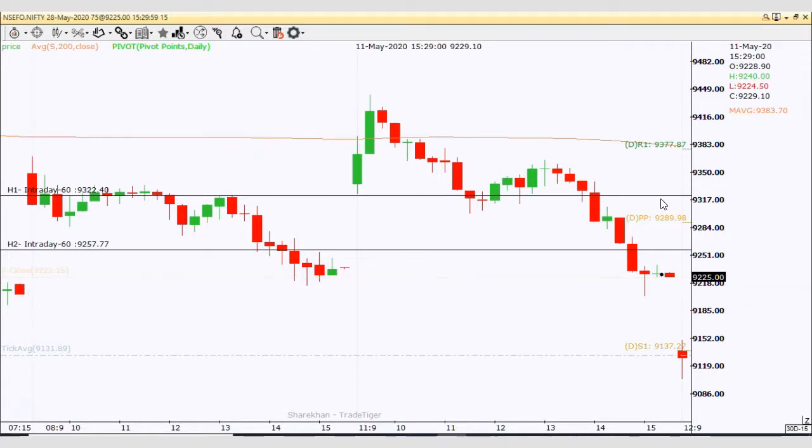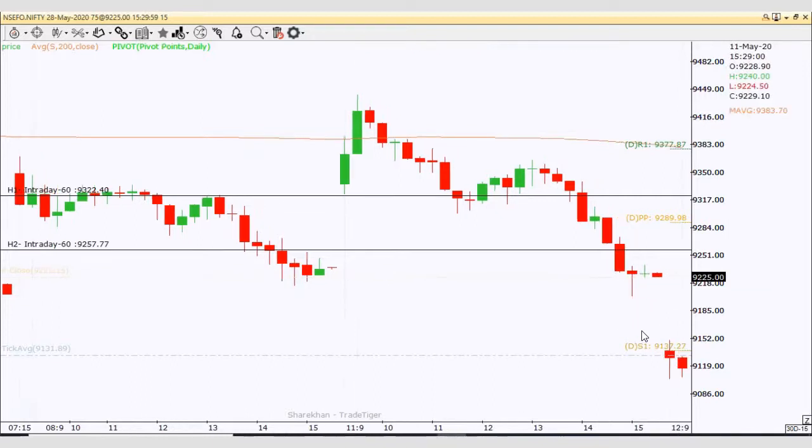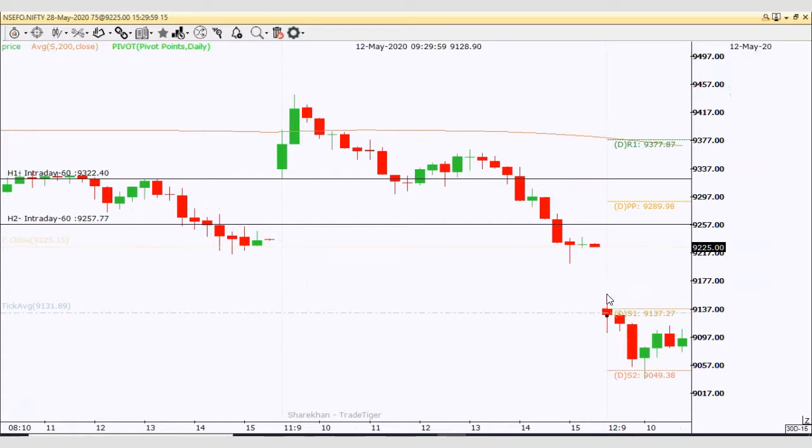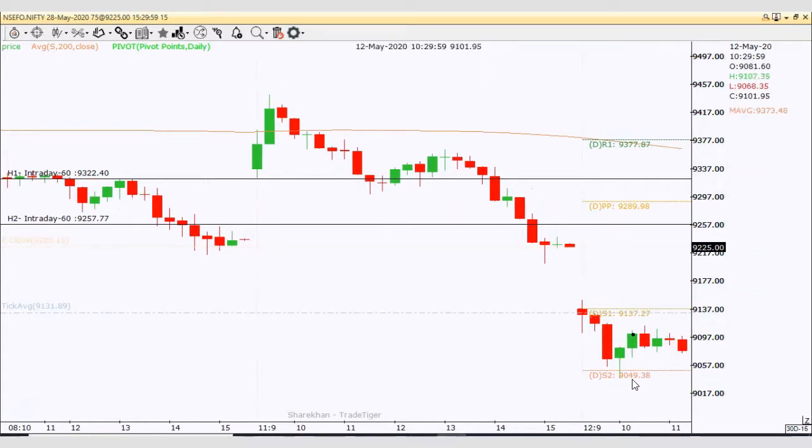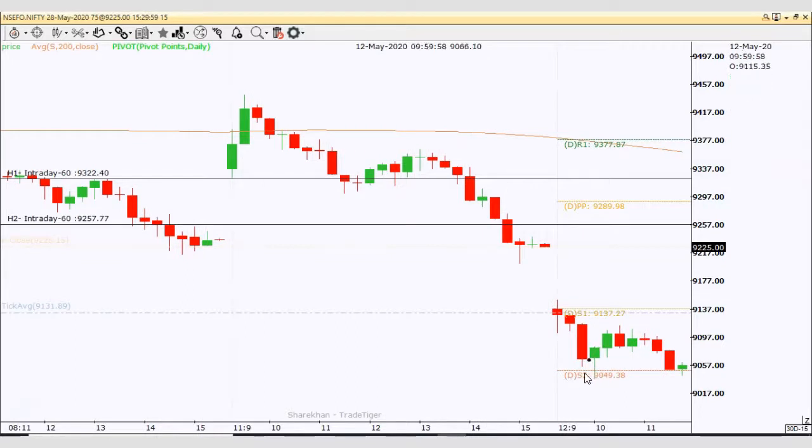I already explained in a video, if you go through that video, you'll know the formula to calculate these floor pivots, means pivot R1, R2, R3 and downside S1, S2, S3. So once you get all these levels, the next day there is a gap down here and it came down and took the support at S2.